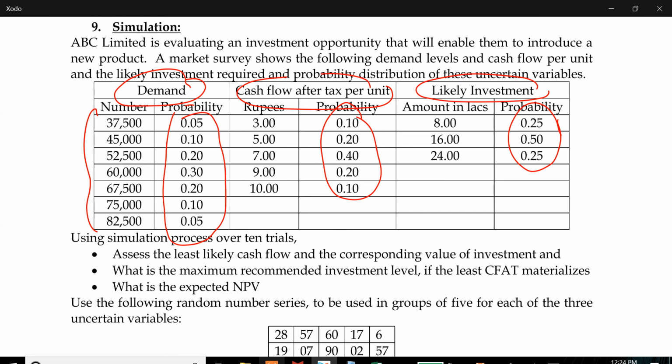There's no logic. It's a random number. You're just trying to say what can happen to the project. The project can have 37,500 of demand, 3 of CFAT, 24 lakh of investment, or 82,500 of demand, 9 of CFAT. So multiple options are possible. So you run this experiment. After running the experiment, you will get NPV for every experiment, and an average of that is called the average NPV or expected NPV of the project.